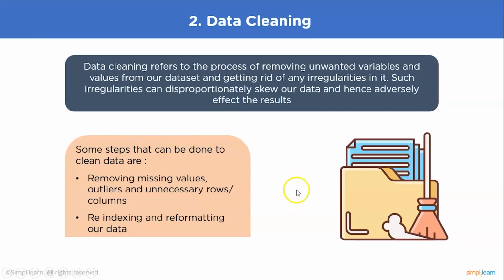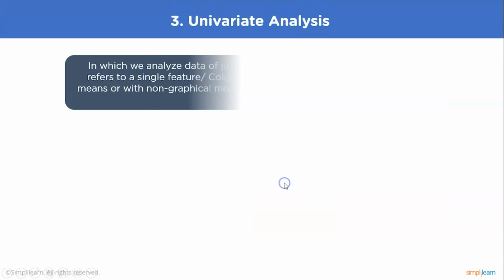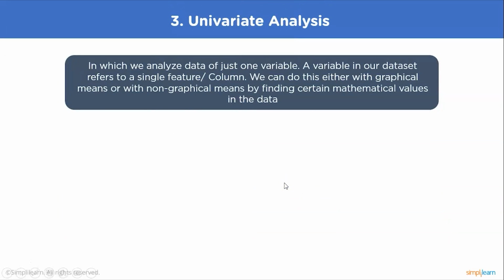Now that our data is clean, let's take a look at the next step in exploratory data analysis. The next step is called univariate analysis. In univariate analysis, we analyze the data of just one variable. A variable in our dataset refers to a single feature or a single column. We can do this with either graphical means or with non-graphical means by finding certain mathematical values in the data.